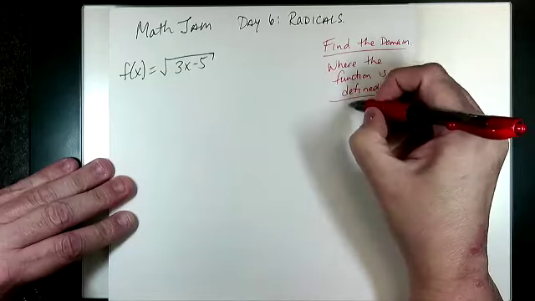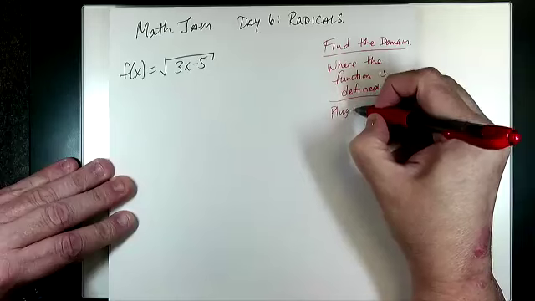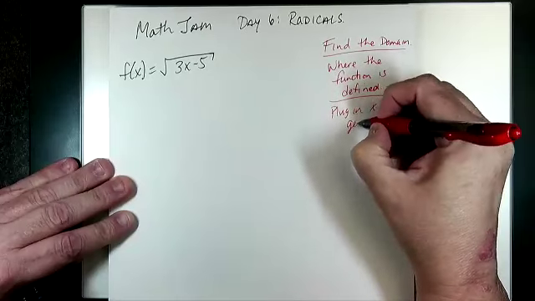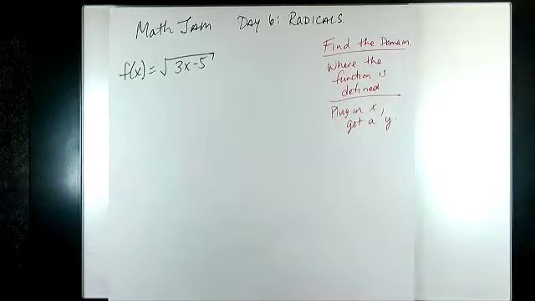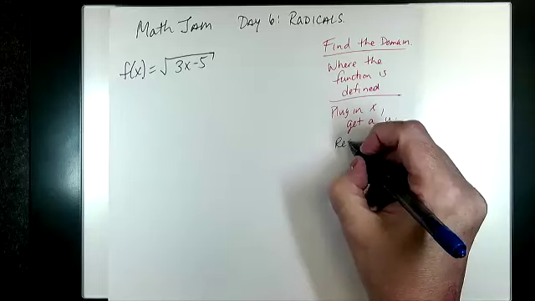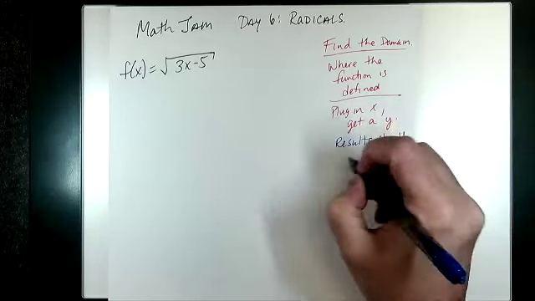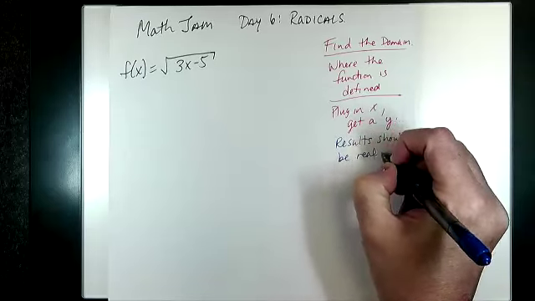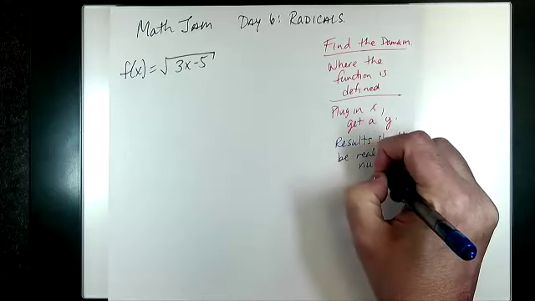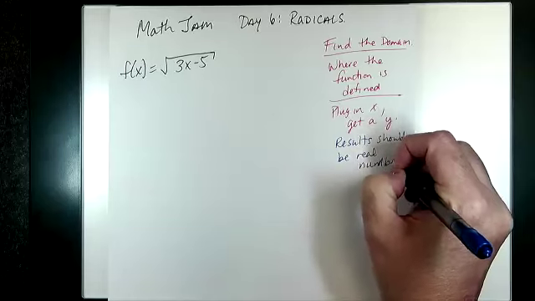But how can we tell that? We can plug in an x and get a y. So where can we plug in an x? For the domain, there is one other thing we want to keep, and we want the results to be real numbers. That's how we define the domain, or part of it. The result is a real number.